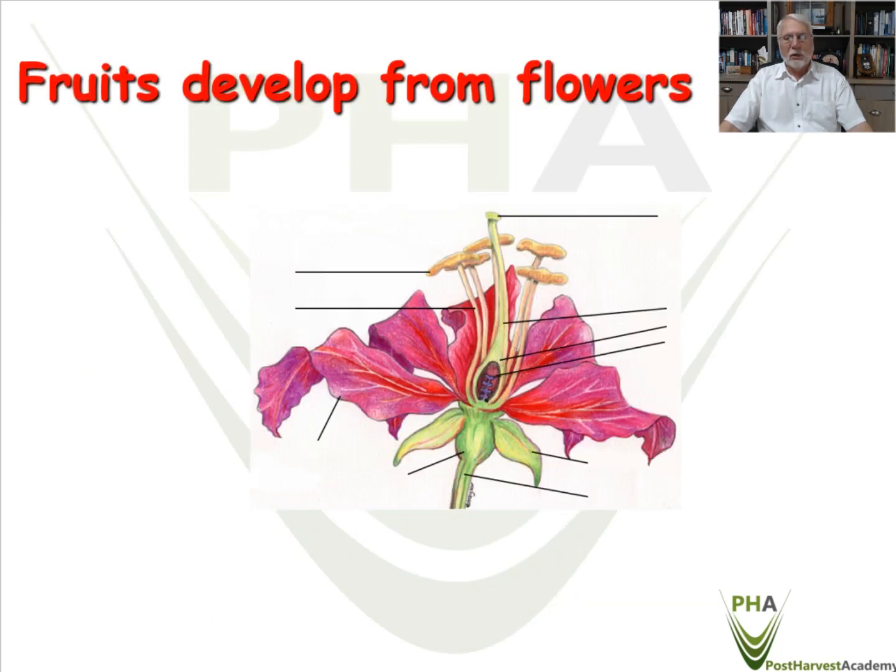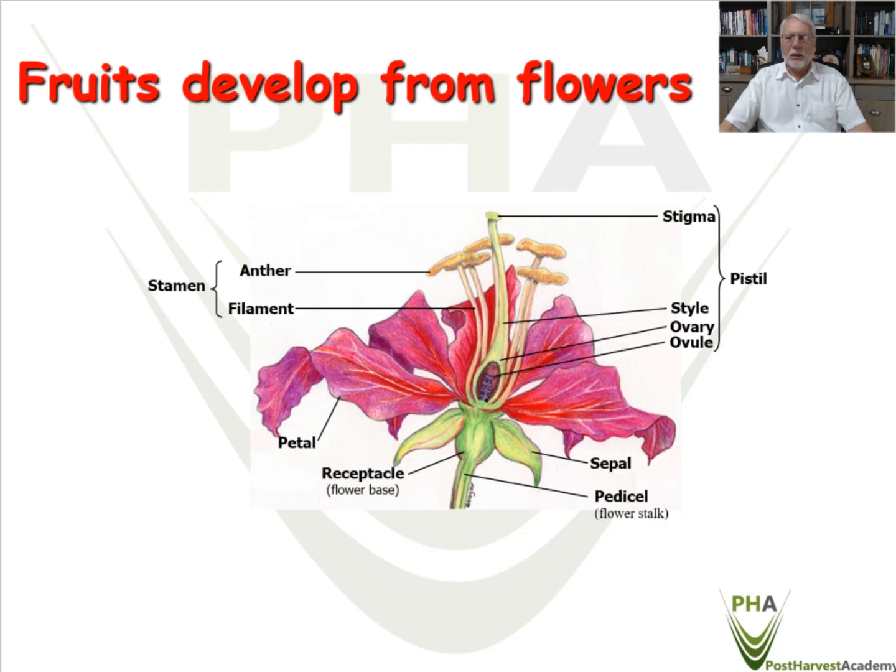Fruits develop from flowers. Generally, a flower consists of the pistil, the stamens, the petals, the sepals, the receptacle, and the pedicel. The pistil is the female part of the flower and consists of the ovary, the style, and the stigma. The stamen is the male part of the flower and consists of the anther with pollen and the filament that carries the anther. The pedicel is the stalk of an individual flower, and the receptacle or flower base is the part of the flower stalk to which the floral parts are attached.